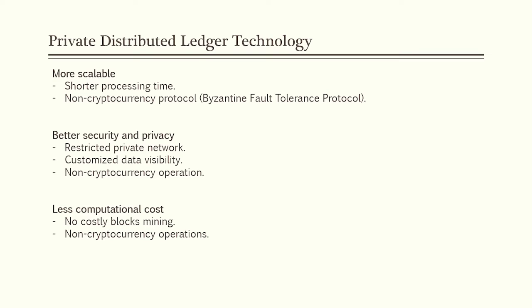We are using Hyperledger Fabric, which uses a Byzantine fault tolerance protocol. The network is also more secure and provides better privacy in a permissioned blockchain, because it is a restricted private network where we can also customize data visibility, and it uses non-cryptocurrency operations.